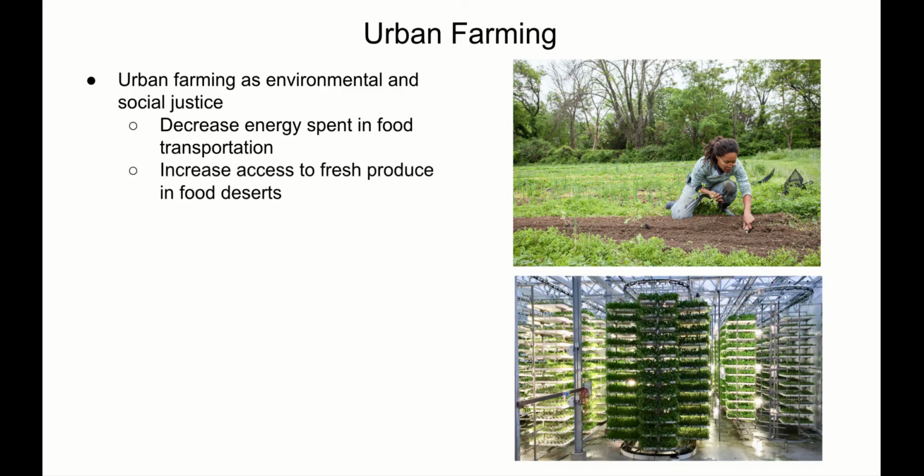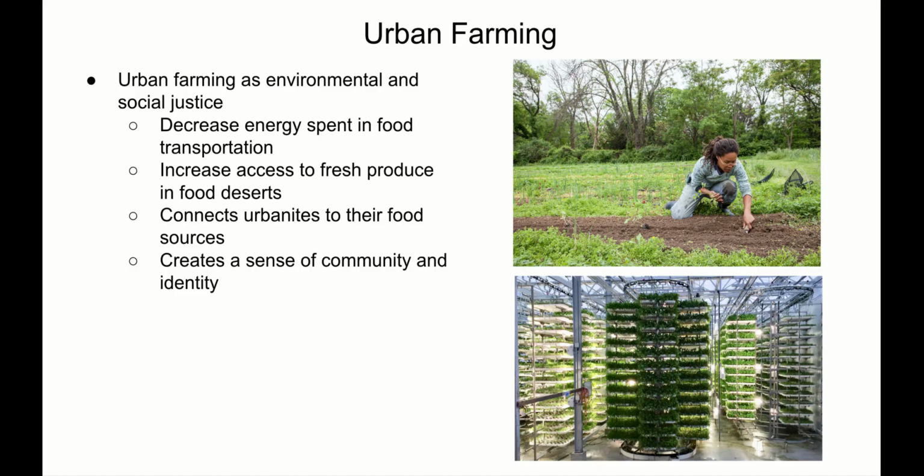Urban farming can increase access to fresh produce in places called food deserts, where access to fresh produce is really low. Urban farming can connect urbanites to their food sources, which is something that people living in cities can be really disconnected from. Think about when you were little and you might have thought that food grew on the grocery store shelves. Urban farming, especially community gardens, can create a sense of community and identity that can revitalize a struggling community.